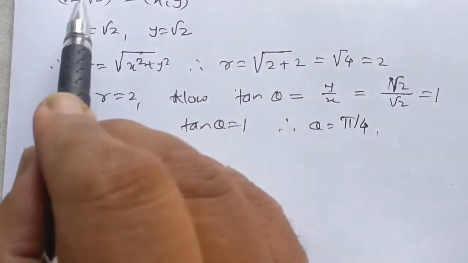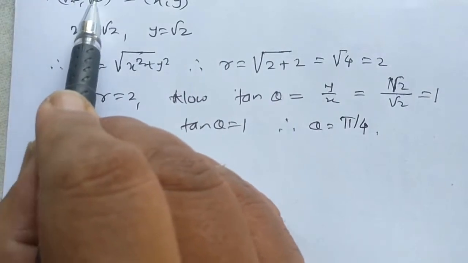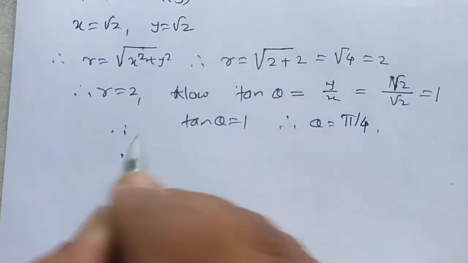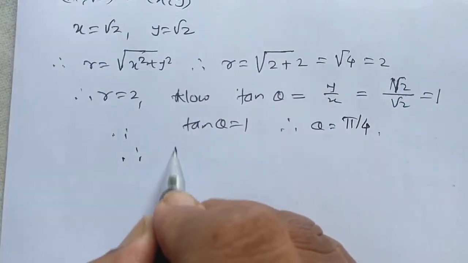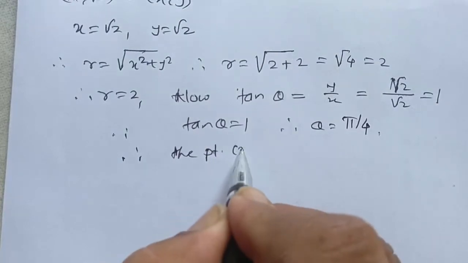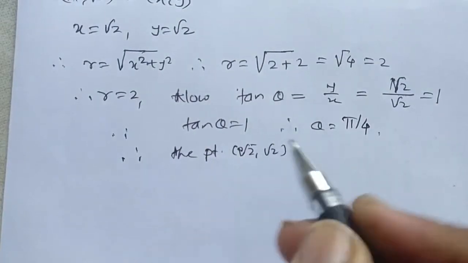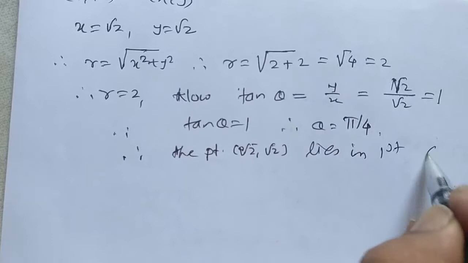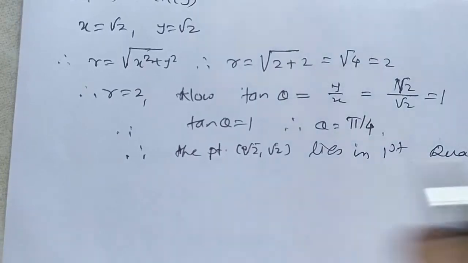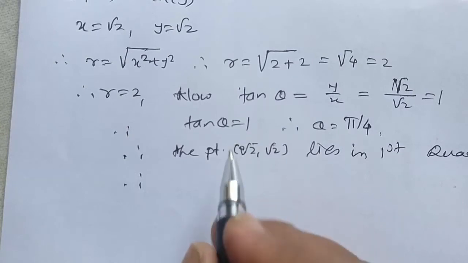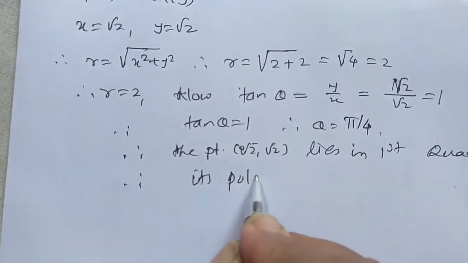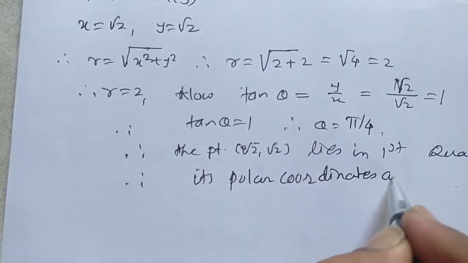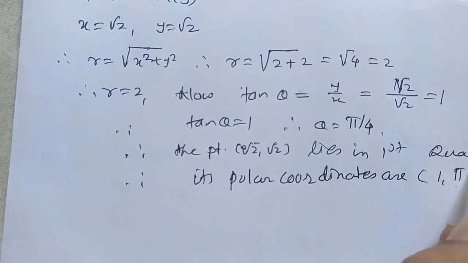Now, the given coordinates of a point are positive. Therefore, it is in the first quadrant. The point, with root 2 being positive, both are positive, lies in the first quadrant. Therefore, its polar coordinates are 1, pi by 4.